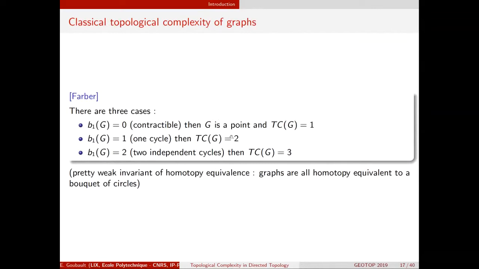So when the graph is contractible, so G is basically homotopy equivalent to a point, then the classical topological complexity is 1. When there's just one cycle, so it's mostly S1, the classical topological complexity is going to be 2. And when you have at least, I should have put greater than or equal to 2, at least 2 independent cycles, then the classical topological complexity is going to be 3. If the first Betti number is greater than 2, the topological complexity is going to be 3 again.